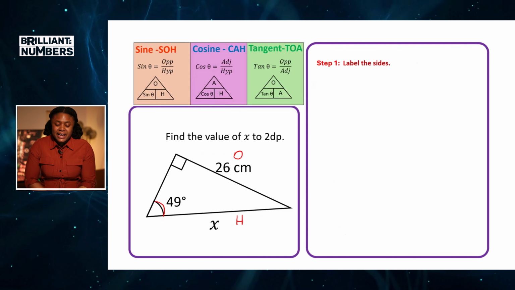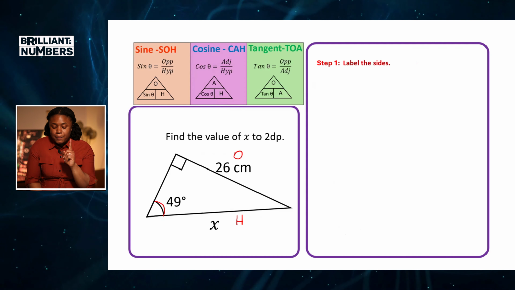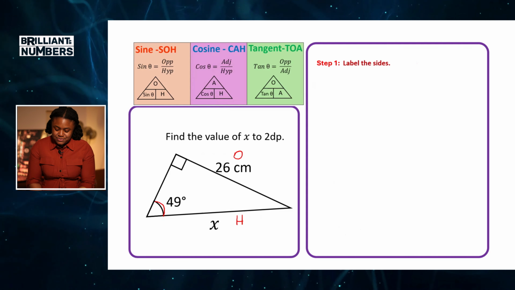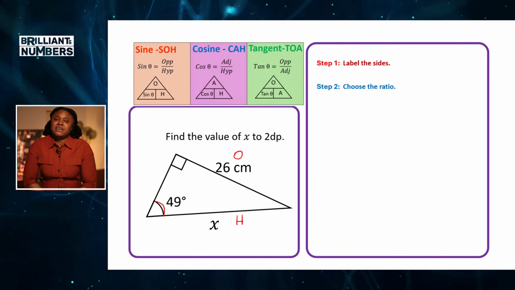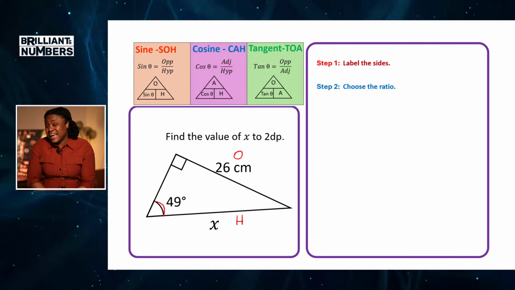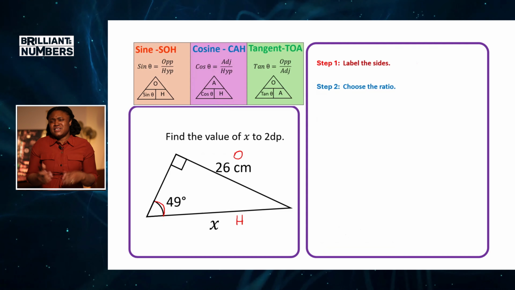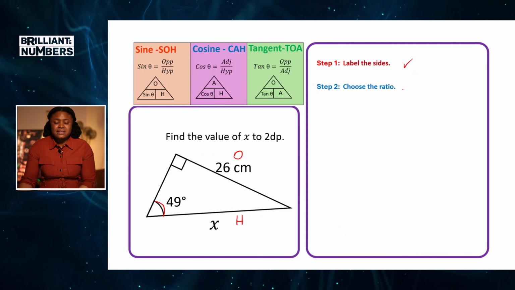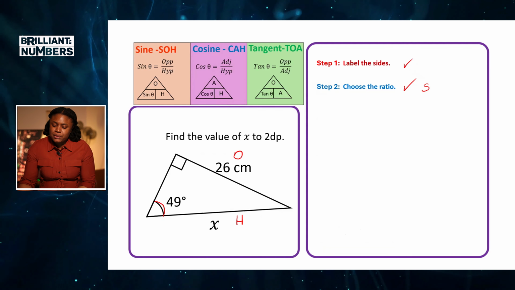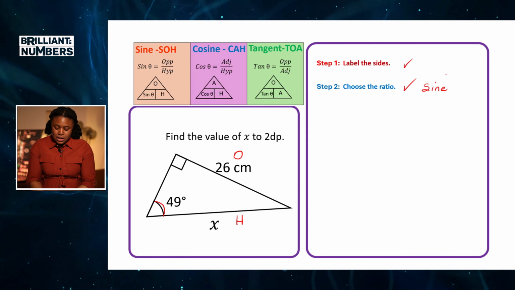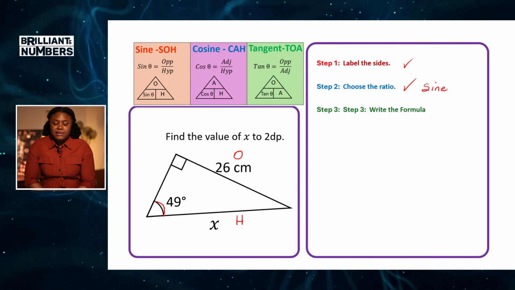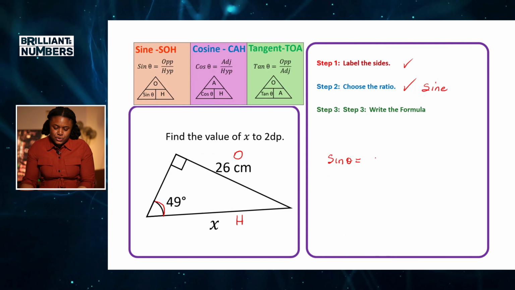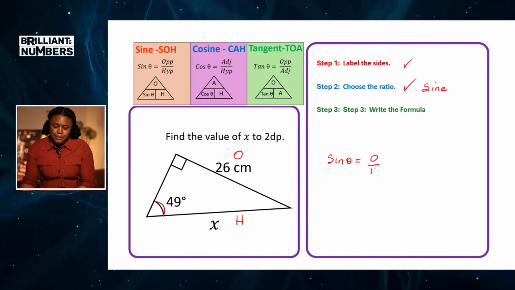Now that I've labeled it, I can see I'm focused on the opposite and the hypotenuse. Question: which ratio has O and H? So I need to choose my ratio. And I can see here, again, it's the sine ratio. But is the context of the question changing here? We will see. So I'm going to tick off, I've labeled my sides. I have now chosen my ratio because I know I am doing sine. So third step, I need to write my formula down. So let's go. Sine theta is equal to my opposite side over my hypotenuse.